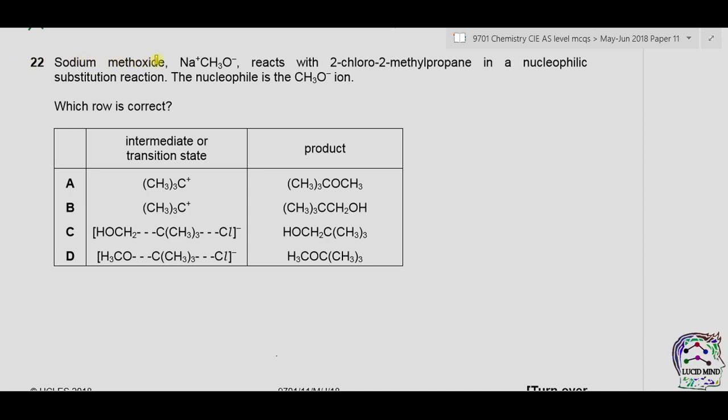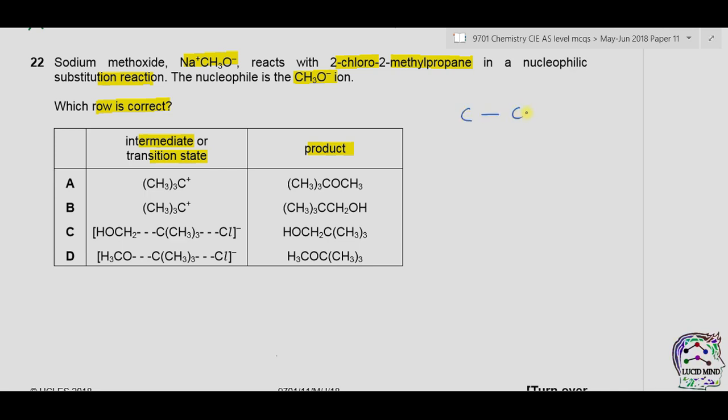Question 22. Sodium methoxide, Na+ CH3O-, reacts with 2-chloro-2-methylpropane in a nucleophilic substitution reaction. The nucleophile is this one. Which row is correct? First you have to find out the intermediate or transition state, and then you have to find out the product. Let's first draw the structure of 2-chloro-2-methylpropane.